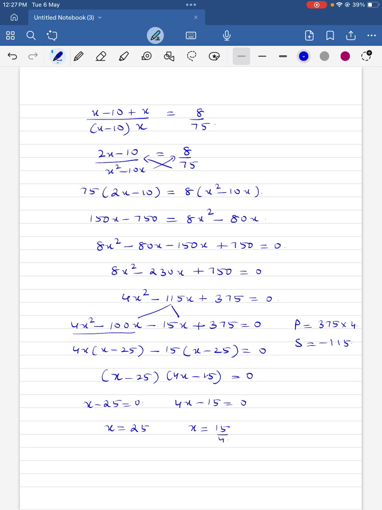Okay, now if I take x is 15 by 4, this is approximately like 3 point something. So the time taken by the larger tap would become x minus 10, which is a negative number. So we cannot take x equal to 15 by 4. Therefore, x is equal to 25 hours. So time taken by the two taps are 25 hours and x minus 10, which is 25 minus 10, 15 hours.